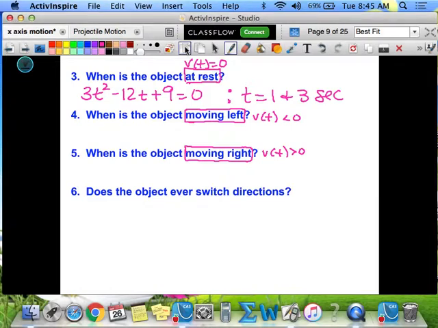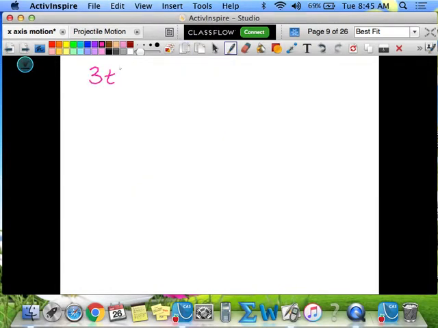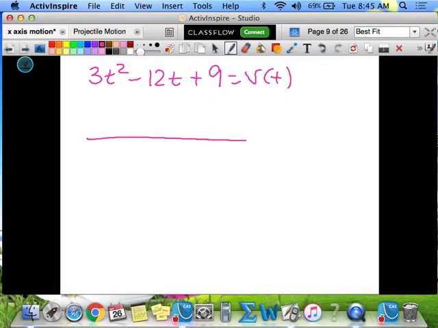3t squared plus 9? Okay, that's our velocity function, right? Let's start thinking in terms of number lines. We're going to use those a lot.